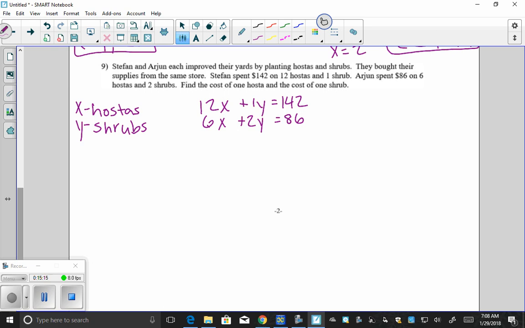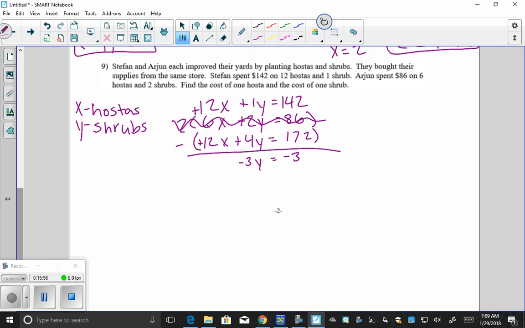Okay, so to me, I'm going to multiply my bottom equation by 2 so that I get my 12 and 6 equal. So 2 times 6 is 12x plus 4y equals 172. So I no longer need this equation. I'm going to now subtract my equations together because my signs are the same. Same sign, subtract. 12 minus 12 is 0. 1 minus 4 is negative 3y equals negative 30.